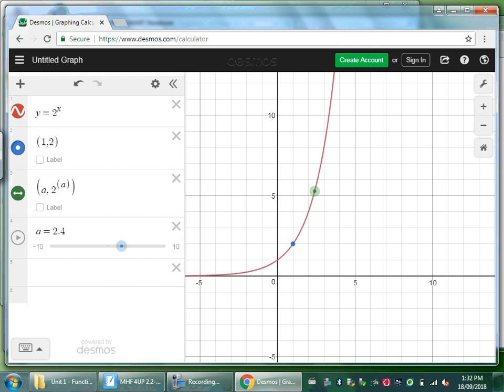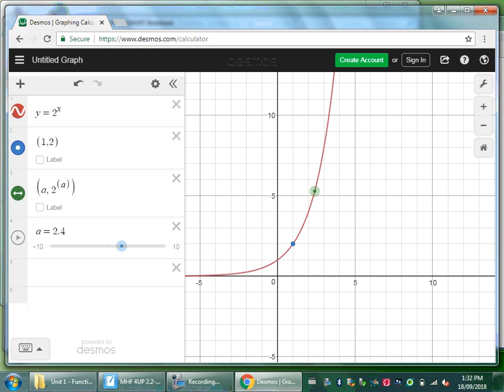So now my question is, what if I wanted to join those? I wanted to draw the line segment that joined those 2 points. Okay, so if I want the equation of a line, what 2 pieces of information do you need for the equation of a line? You need the slope, y-intercept, or you at least need a point on the line.